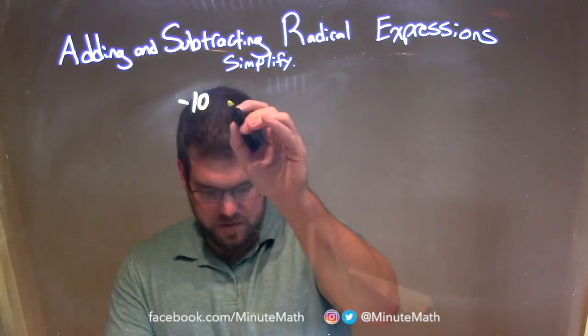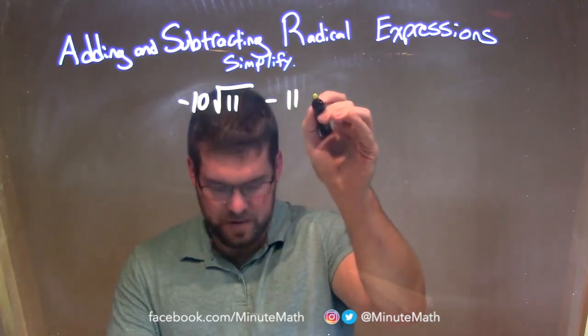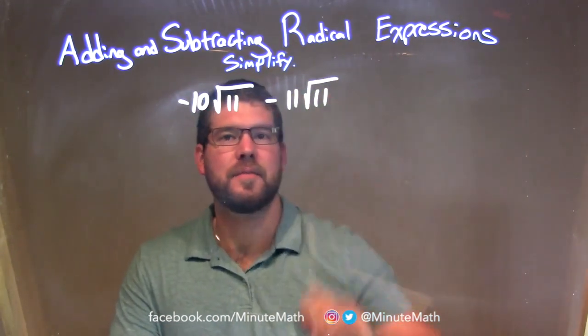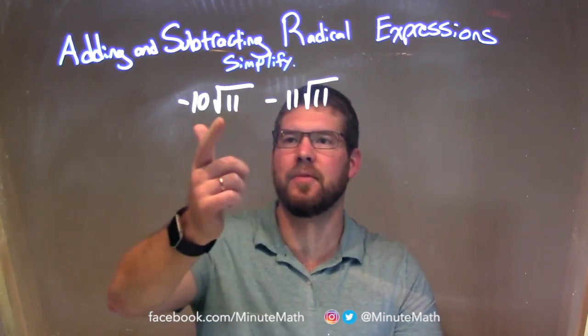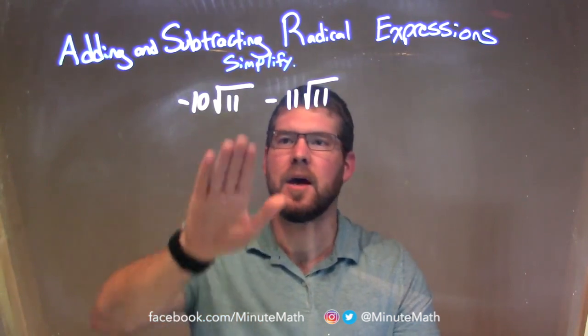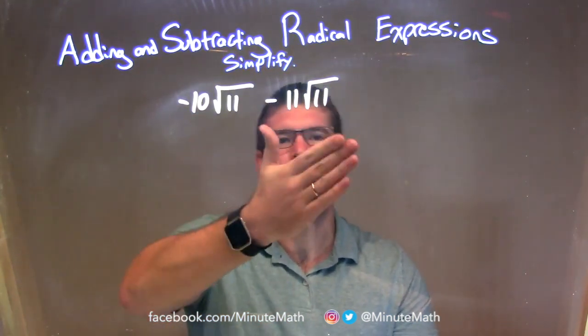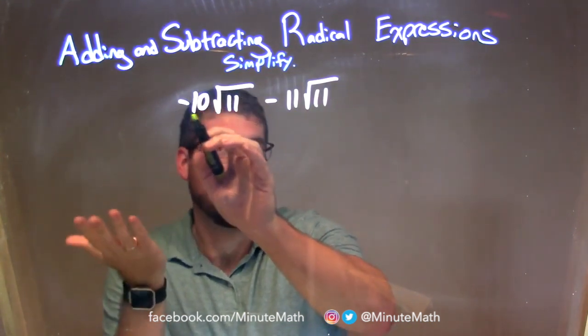Negative 10 times the square root of 11 minus 11 times the square root of 11. Well, since both of these have the same square root of 11 right there, you multiply by some number, this one negative 10, this one negative 11. But since they're the same, we just look at the number in front of the square root of 11, and we add them together. Or subtract, in this case.